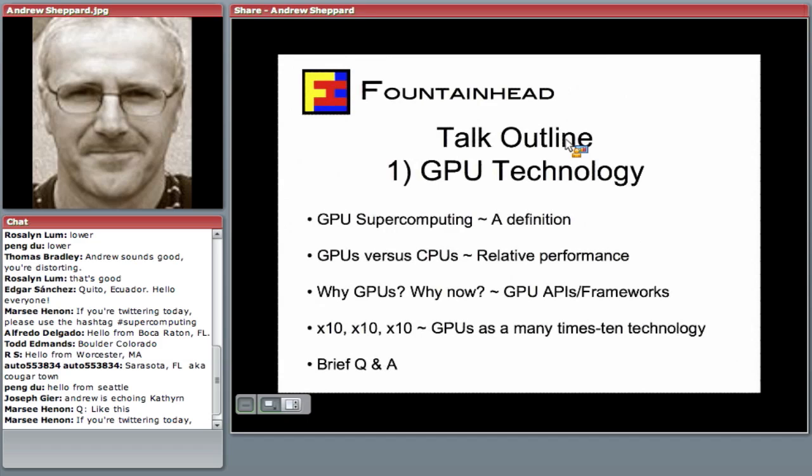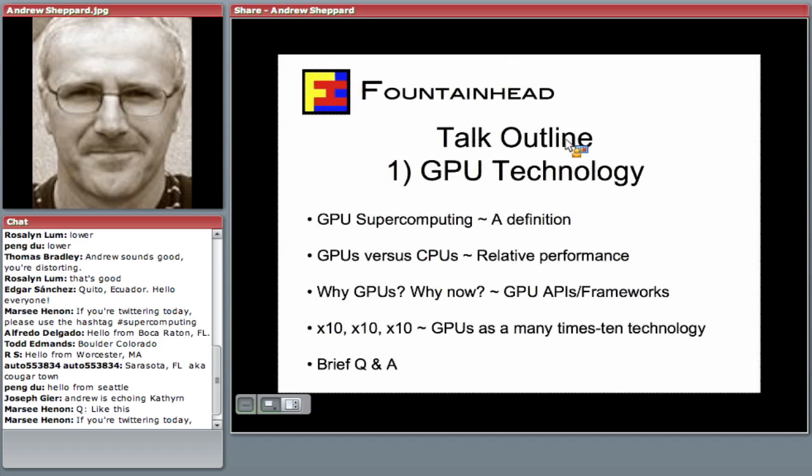I'm also going to discuss in that section why GPU technologies all of a sudden have become important. GPUs have been around for quite some time, but it's only in the last year or two that they've really come to the fore, and people have started using them seriously. And I'll also say why I think that GPUs are a ×10 type technology. In fact, I think it's a many ×10 technology in different areas. And because of that, I think they do change the rules of the game.